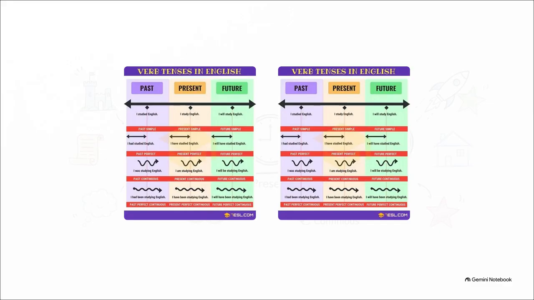Here is your complete time machine in all its glory. Across the past, present, and future columns, you can finally see the underlying logic of all the shapes. The simple dots, the continuous waves, the perfect retroactive jumps, and those perfect continuous lead-ups. From I study English as a basic simple fact, all the way to I had been studying English as a rich historical timeline, this matrix totally proves that English verb tenses aren't just random, frustrating rules. They are a highly systematic and totally navigable map.